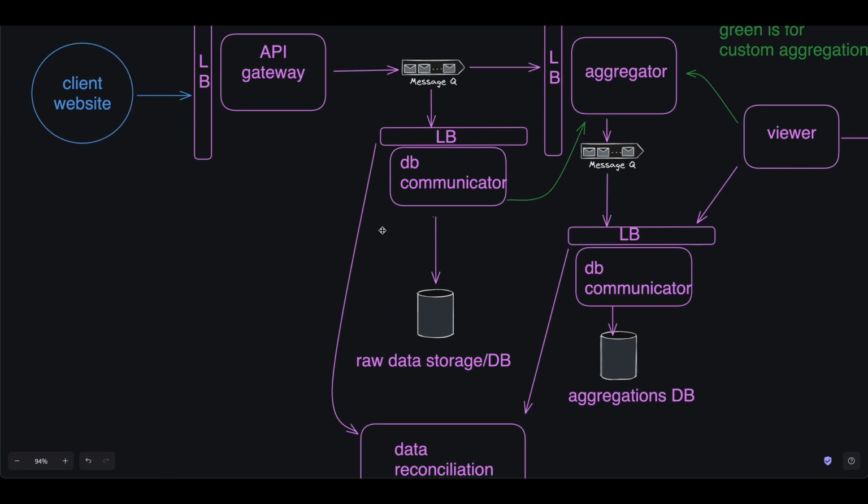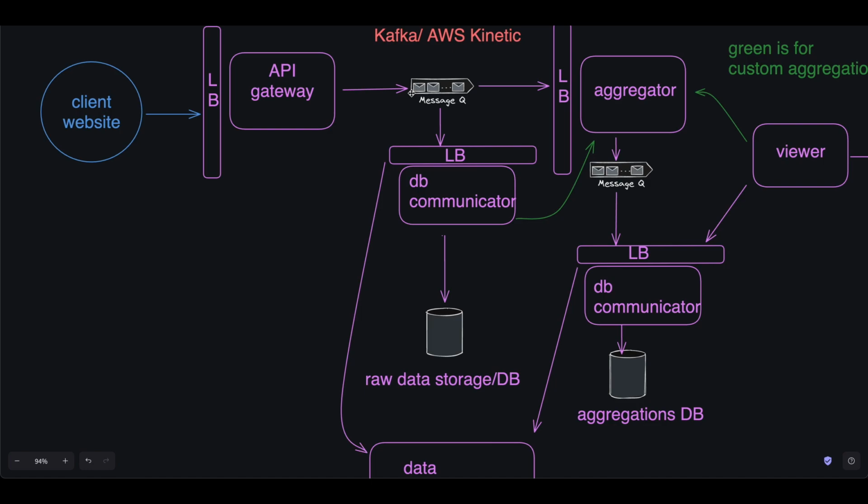Alright, so basically from the messaging queue we get events that are then transferred to the DB communicator service, which will be a service that is going to be transferring data to raw data storage. This flow is created for two purposes. One would be to allow customization of aggregation results. So basically our hot aggregation needs to be predefined.